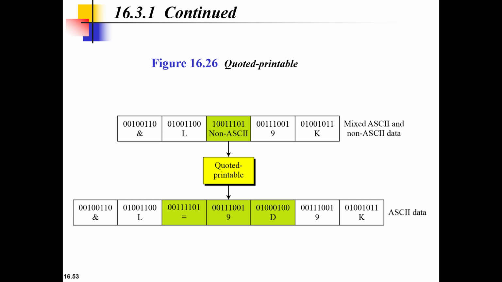Next is content ID. This header uniquely identifies the whole message in a multiple message environment. Next, content description. This header defines whether the body is image, audio or video.